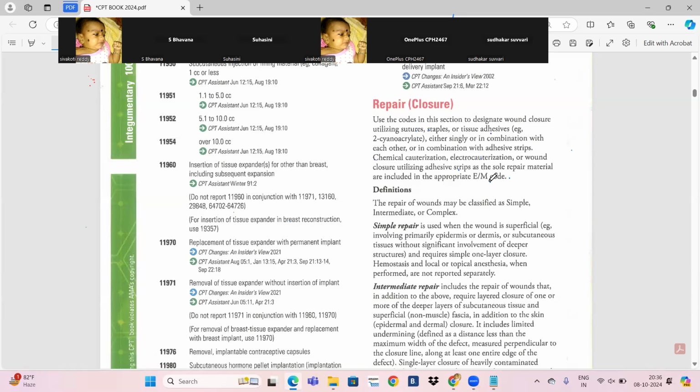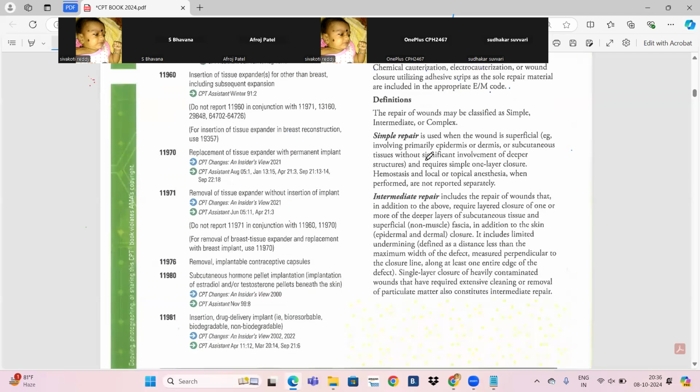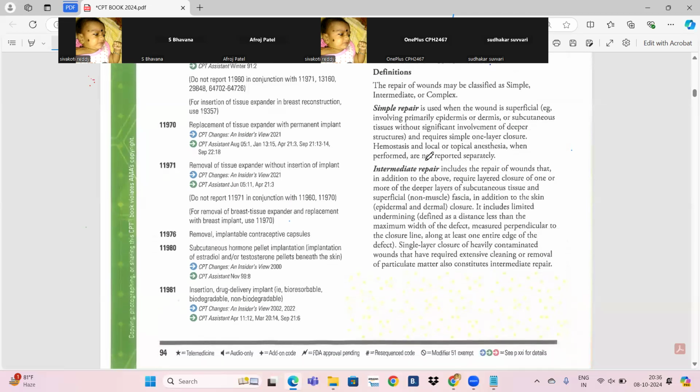If they did laceration repair with chemical cauterization, can you code a laceration code? No need. If they did laceration repair with staples, then we can. Staple method, we need to code. Then the type of repair you need to check, guys. Type of repair. Next concept.